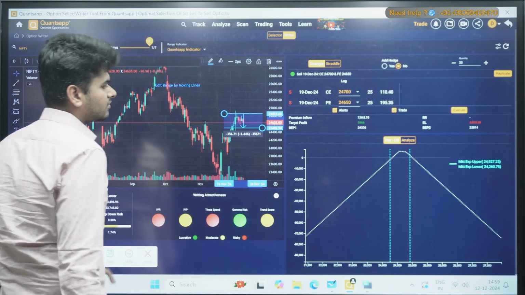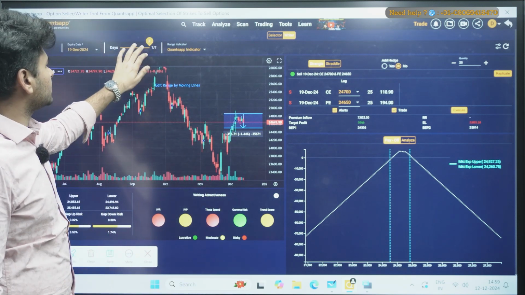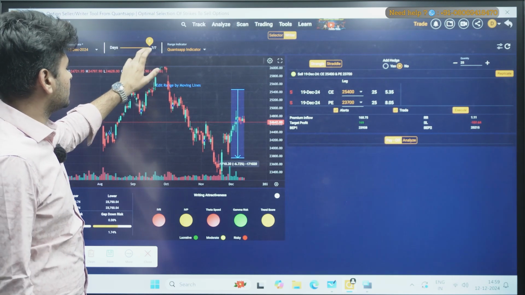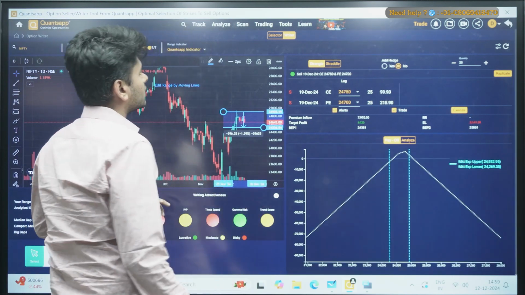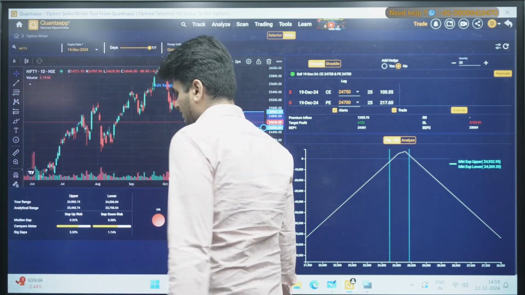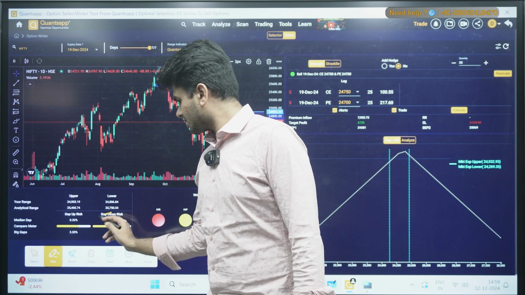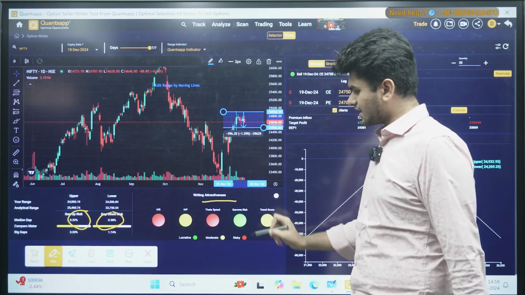Right. So this can be your range identification. If you are holding it for 7 days, you can hold it for 7 days. So you can initiate a trade like this. Now if you see here, the gap up gap down risk is minimal. And as we can see, the writing attractiveness here.